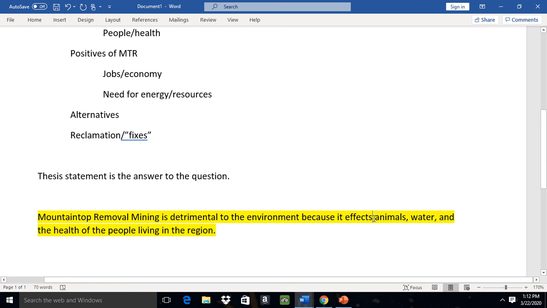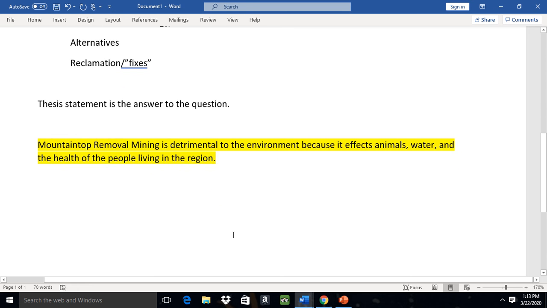So from this thesis, we can now tell that we're going to have some information about how it affects animals. We're going to have some information about how it affects the water. And we're going to have information about how it affects the health of the people living in the region. Okay, so if you come up with a good thesis statement, that essentially lays your paper out for you.